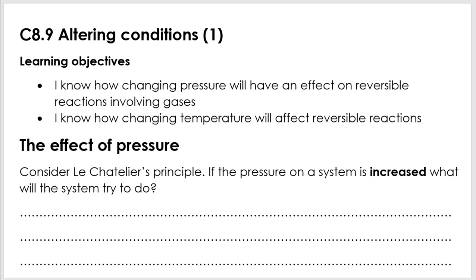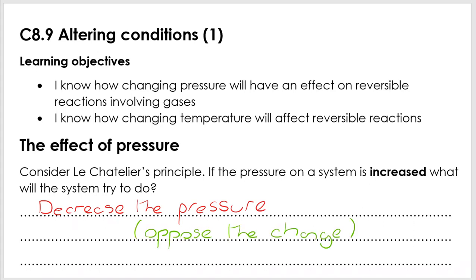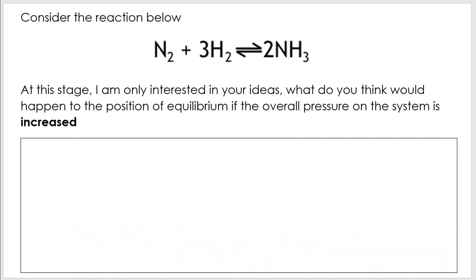So for the first question here, you need to remember what Le Chatelier's principle is, that if a change is imposed on a system, the system will act to oppose that change. So if the pressure is increased, the system will try to decrease the pressure, opposing the change, as we've said. Let's consider a specific example, nitrogen and hydrogen reacting to make ammonia. What do we think would happen to the position of equilibrium if the overall pressure on the system were increased?